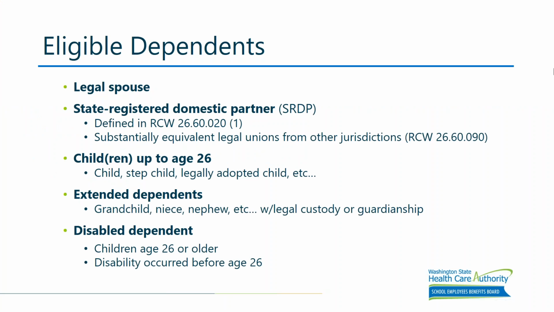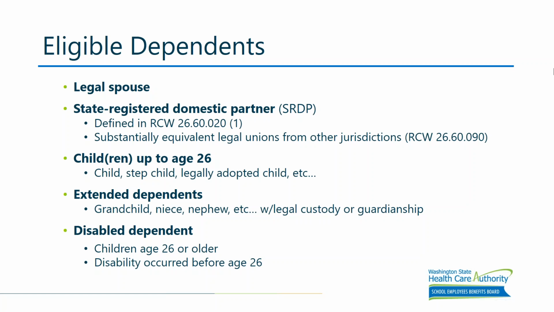So who are eligible dependents? We have subscribers who are eligible for SEBB benefits. They will likely want to add dependents. So who can they add? Well, legal spouse, Washington State Registered Domestic Partners, or substantially equivalent legal unions from other jurisdictions, and we'll talk about who those are and who will verify those individuals later on. Children up to the age of 26, so we're talking about a biological child, a stepchild, legally adopted children, and children in anticipation of adoption. Extended dependents and disabled dependents.